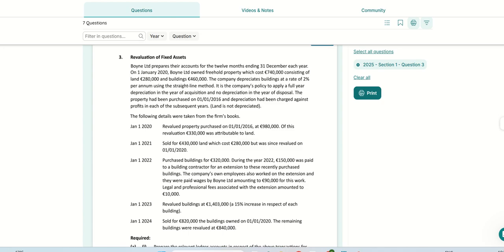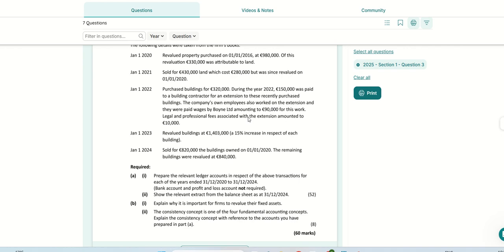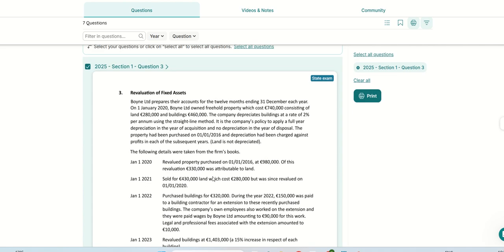Okay, so this is a 60 mark question and we have a couple of parts in it. They're looking for the relevant ledger accounts. They've specifically said do not give us the bank or the profit and loss. And they're asking for the extract from the balance sheet. 52 marks for that. And then we have a further 8 marks in relation to theory. So I'm going to focus in this video on the 52 marks in part A, and we're going to go through the steps for that.